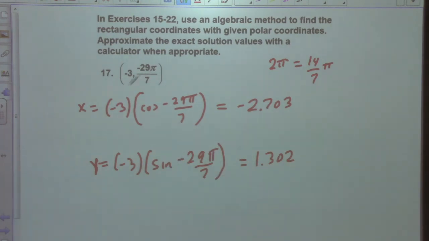And really, by adding 14 pi over 7, you can get this thing in between 0 and 2 pi, but that's not going to be helpful to you anyway, because it's not on the unit circle. So to me, for these ones, going straight to the calculator is probably the best way to do this. Got it. So the answer we have is -2.703, comma, 1.302.